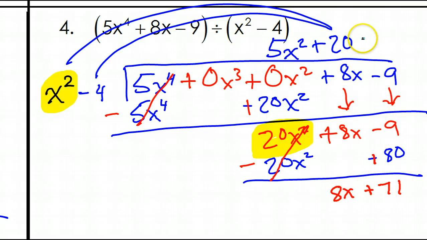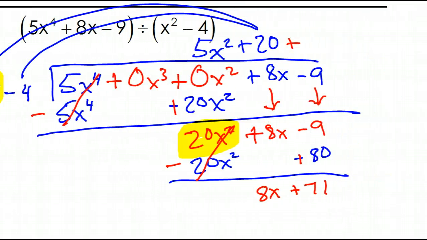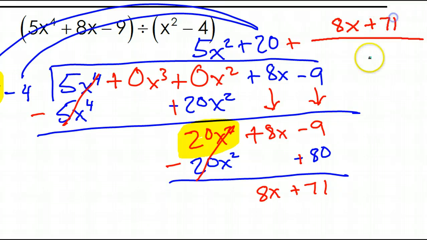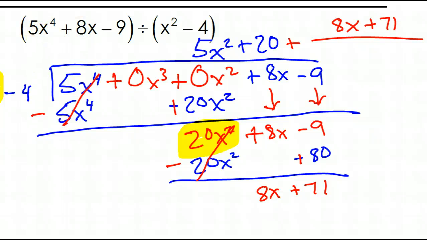So we will just go plus. All right, do I have room for this? Yeah. And I will put this in the numerator. So I'll have my 8x plus 71. And in the denominator, I have all of this. So 5x to the 4th power plus 8x minus 9. Okay, so this is the final answer.